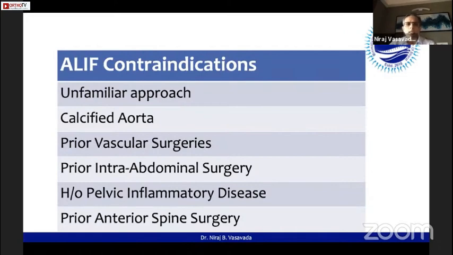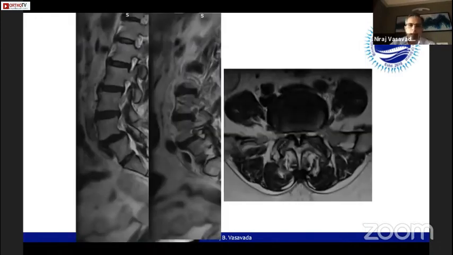ALIF contraindications, generally it's majorly an unfamiliar approach for those who have not been trained in general surgery, intra-abdominal surgeries. Calcified aorta or a previous surgery into abdomen for any reason are generally a contraindication for ALIF, and you should go for a posterior deformity correction in this kind of cases. We do encounter cases sometimes where there is significant posterior compression, and in this kind of cases, it is important to exercise your wisdom whether you want to choose an anterior surgery and come back posteriorly for decompression, or you would want to do all posterior.